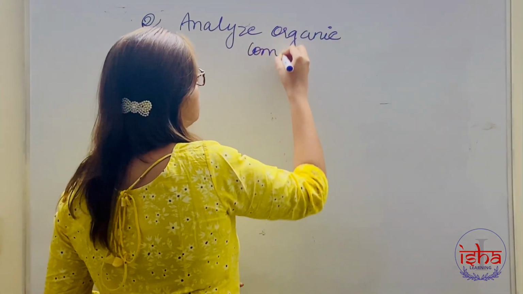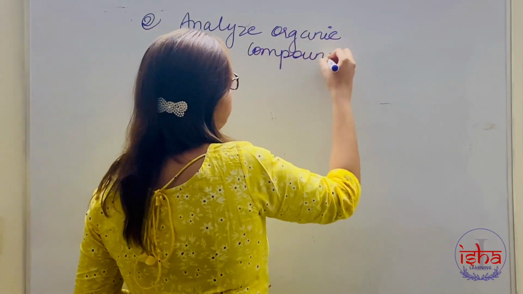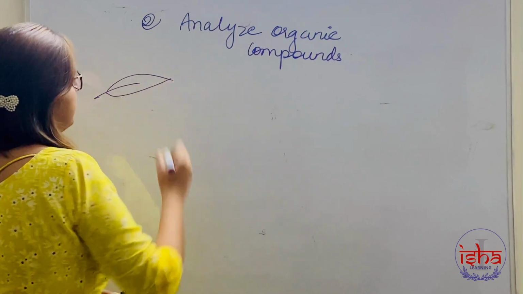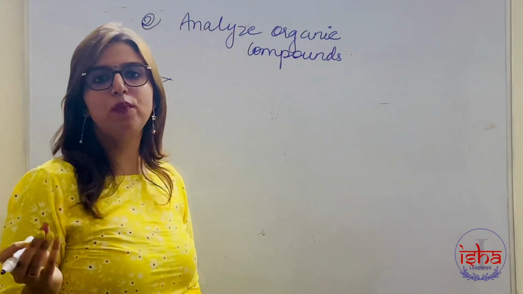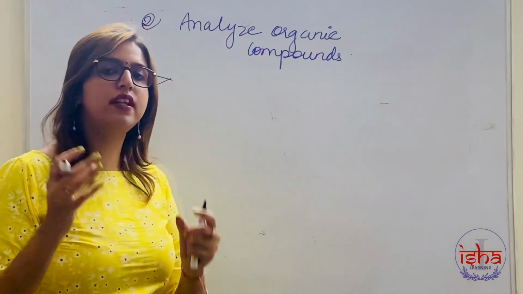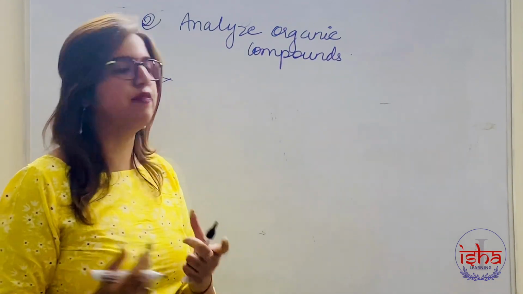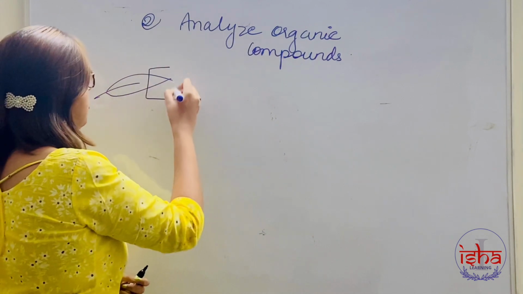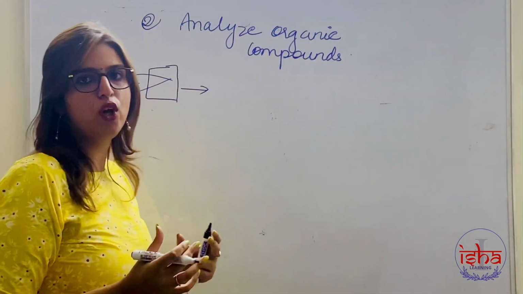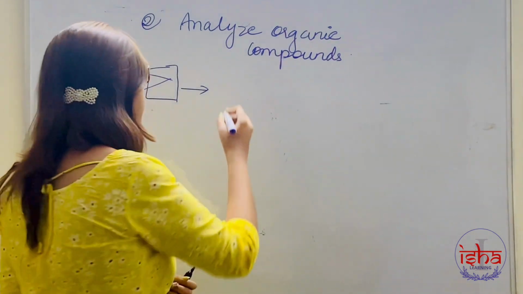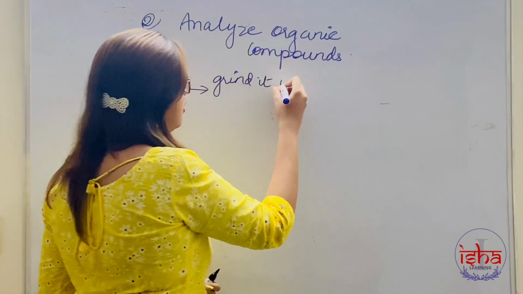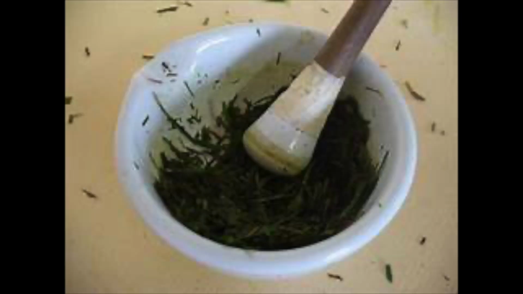Okay? The second analysis was to analyze organic compounds in any living system. So how do I do that, right? Okay, let me give you an example. Let's say we have a leaf, okay? I take a small portion of the leaf and I try to analyze what are the biomolecules that are present in the small portion of the leaf. Okay, let me take a small piece. Now what I will do is, I'm going to take the small piece and grind it, using a mortar and pestle.